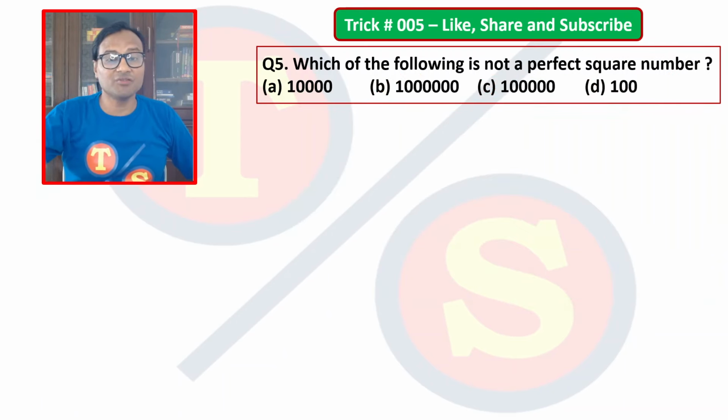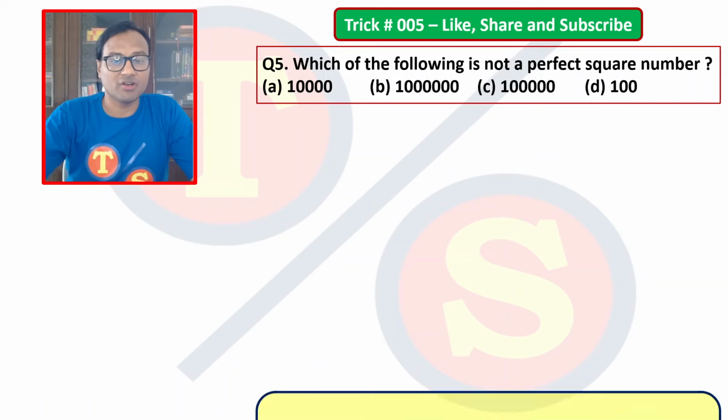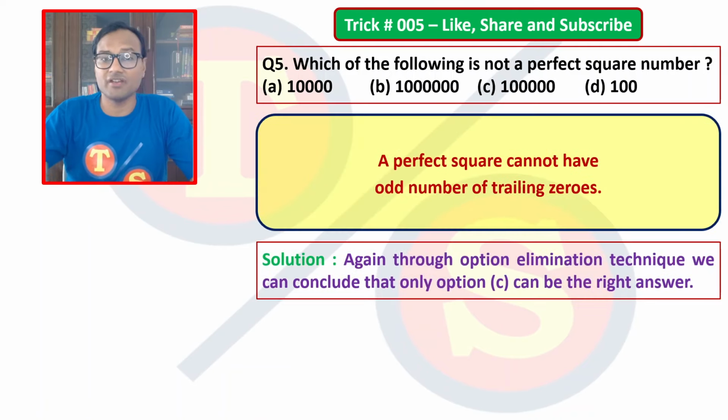Okay, now if you see question number 5, which of the following is not a perfect square number? Again, a very basic principle, a very basic rule, that any perfect square number cannot have an odd number of trailing zeros.